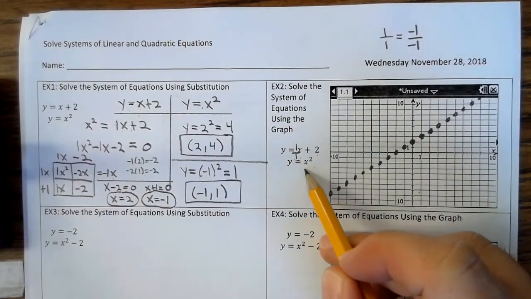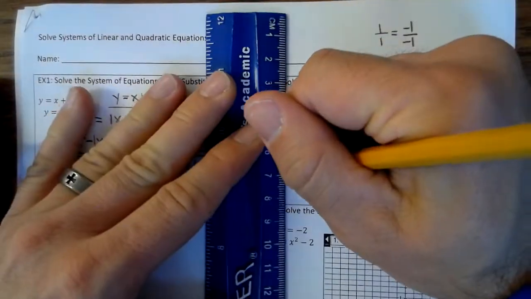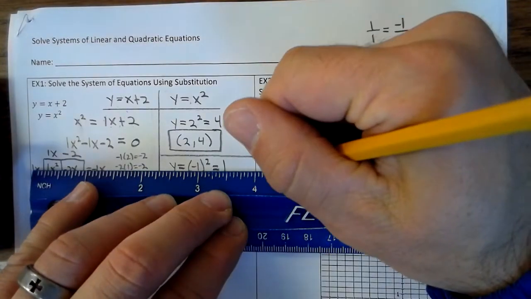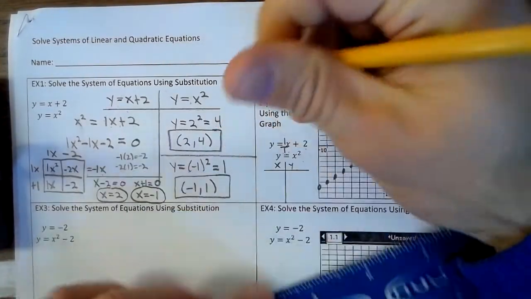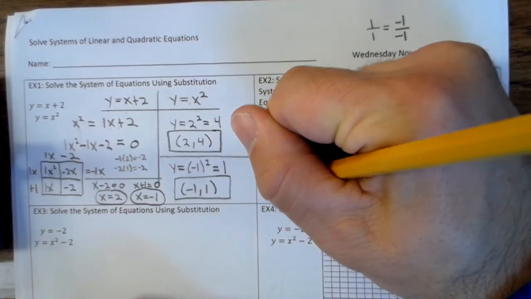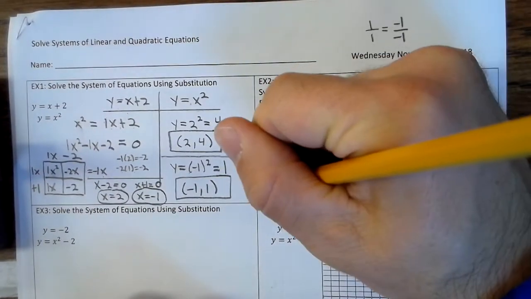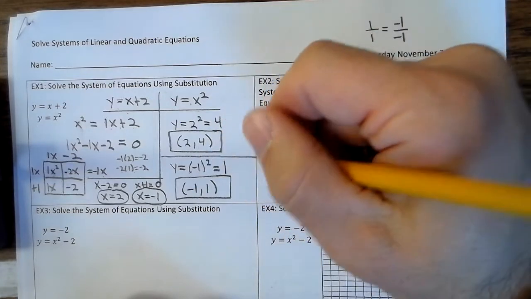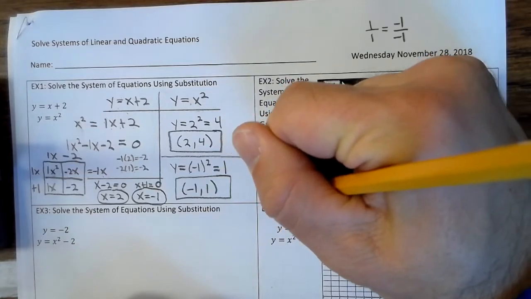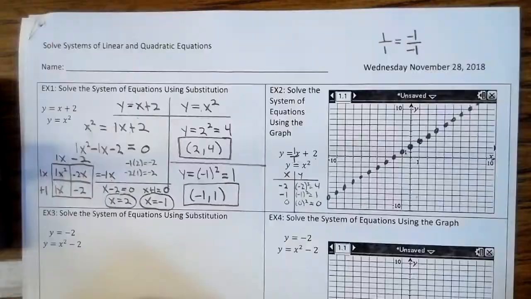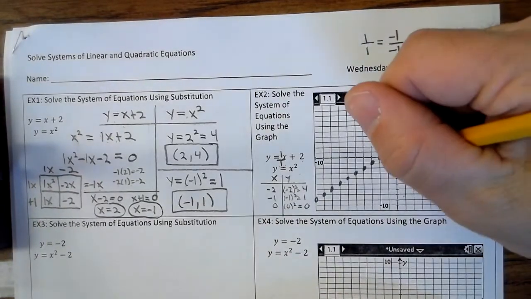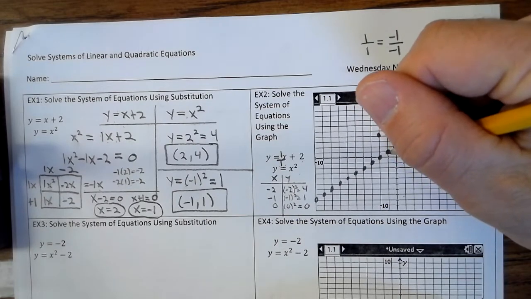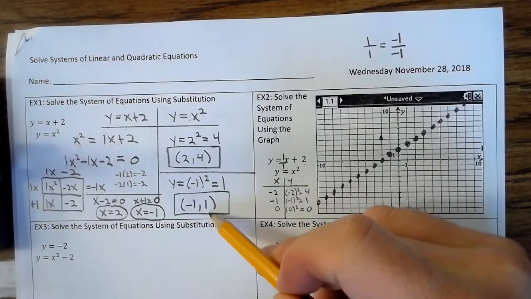Now, this is the parent function, so we know the points for the parent function. When x is negative 2, y is negative 2 squared, which is 4. When x is negative 1, y is negative 1 squared, which is 1. When x is 0, y is 0 squared, which is 0. So we go left 2, up 4. Left 1, up 1. There verifies one of our solutions.